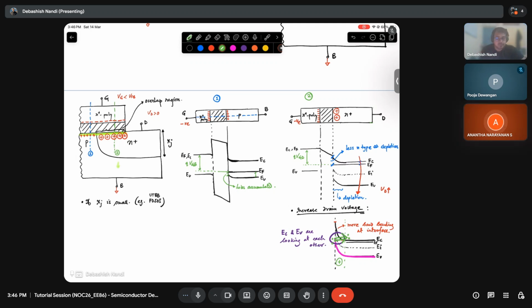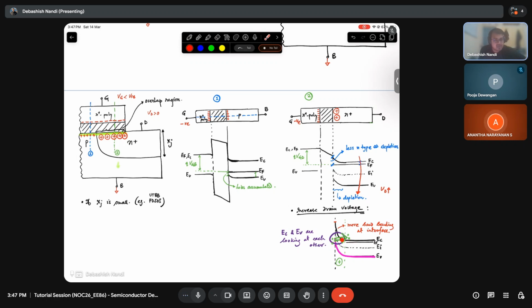Sir, could you repeat the last point about increasing drain voltage? If you increase the drain voltage, the right-hand side bands will come down. This will create a larger band bending. So if the larger band bending occurs, there will be a situation where your EV and EC at the interface will be very close to each other, at almost the same energy level.